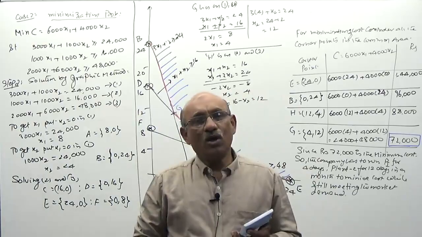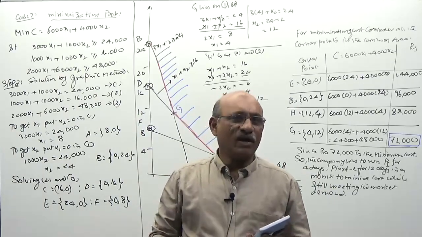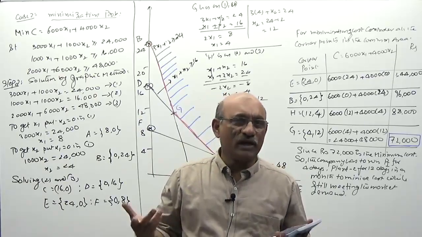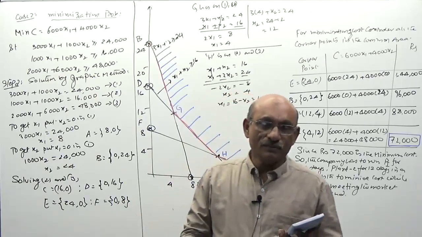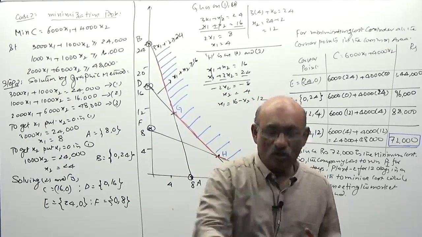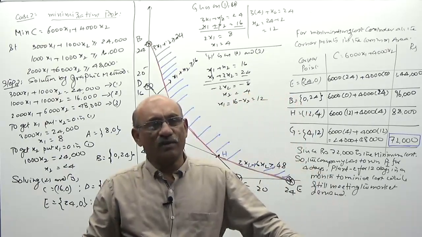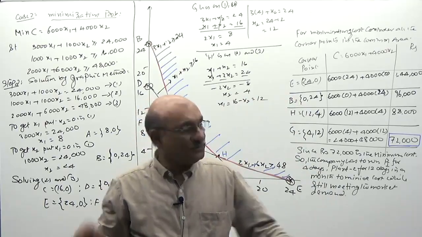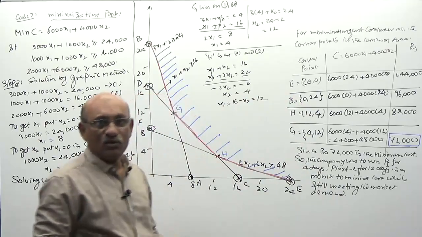80,000 bottles. What is the minimum requirement? 48,000. So additional bottles are produced without incurring any additional cost. Okay, so this is the complete solution to the given problem, cost minimization. Fine, sir, note down the solution. I'll give you 2 minutes time.